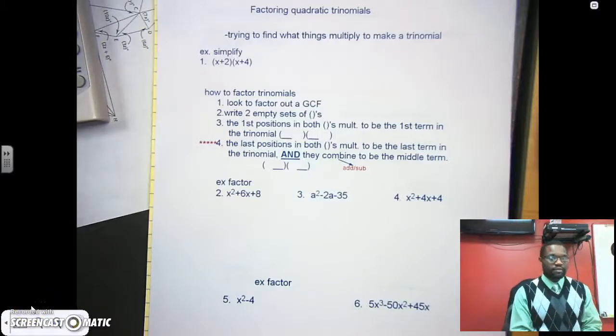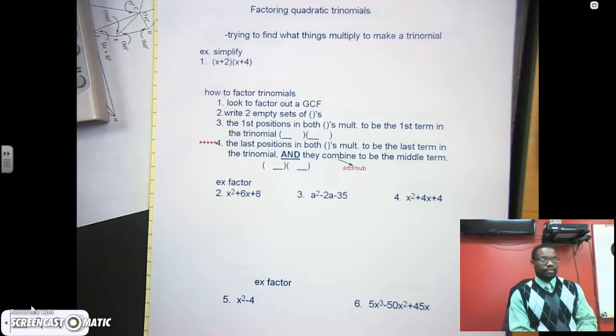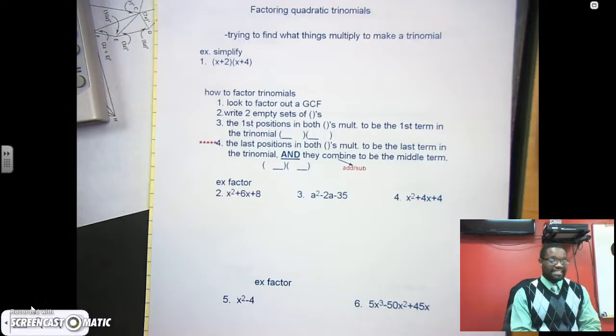Alright guys, we're going to talk about factoring quadratic trinomials. I'm going to go right into it just because there's many things to talk about. It's possible that I may have to make 2 videos, but we'll jump into it and see how far we can get. Okay, the first thing we need to understand is the idea is I want to find out the pieces that multiply together to make a trinomial. So let's look at it.